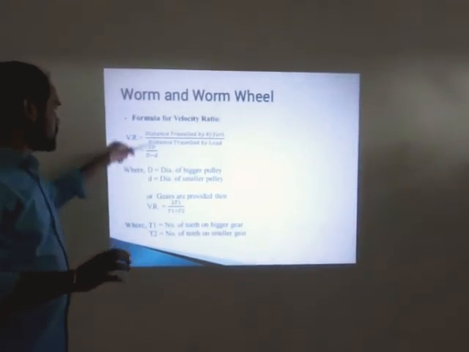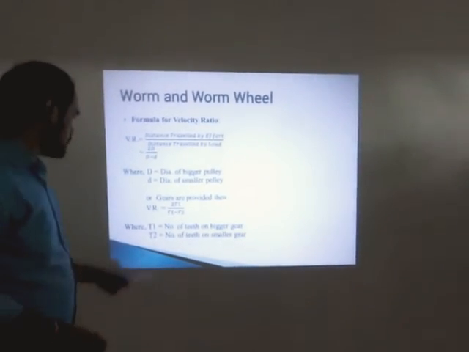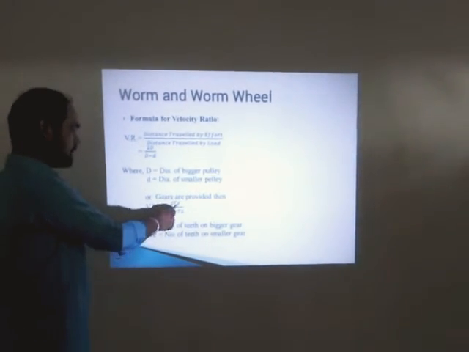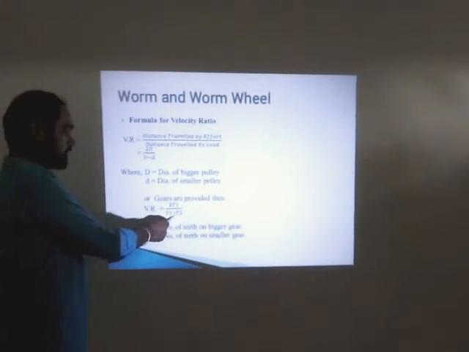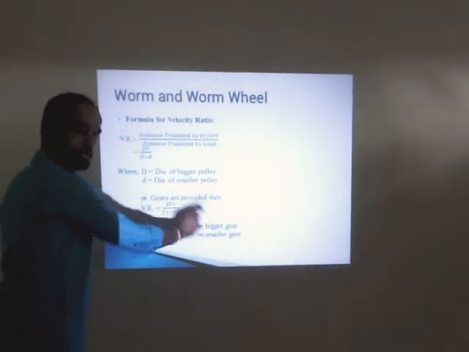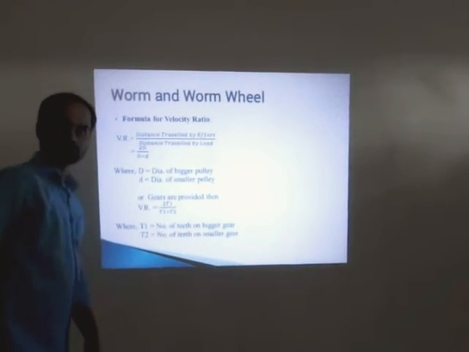If instead of pulleys gears are provided, then the formula becomes velocity ratio equals 2T1 divided by T1 minus T2. T1 means number of teeth on bigger gear and T2 means number of teeth on smaller gear.